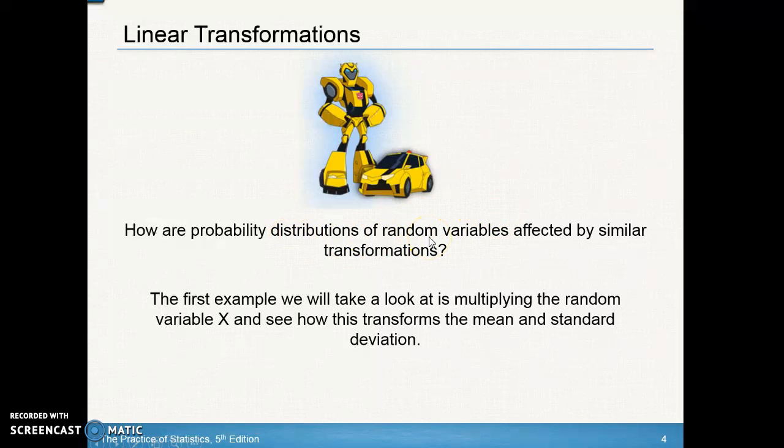All right, so we're going to take a look at how these transformations are applied to probability distributions of random variables. How are they affected by similar transformations? The first example we're going to take a look at is multiplying a random variable X and seeing how this changes the mean and standard deviation. Hopefully you'll see that it does the same thing to our random variable X that it did in our normal distributions back in Unit 2.